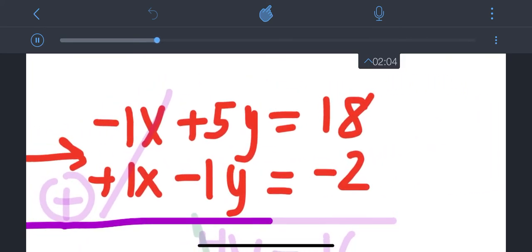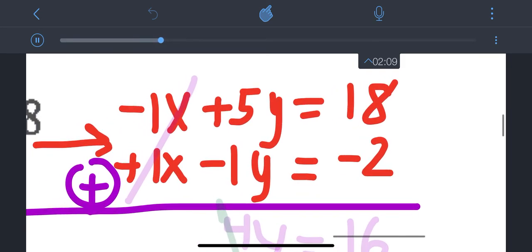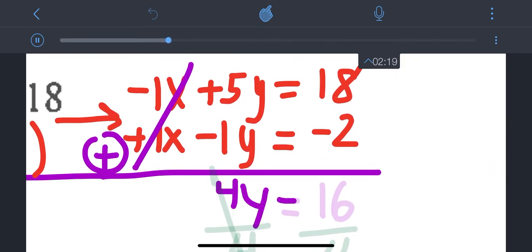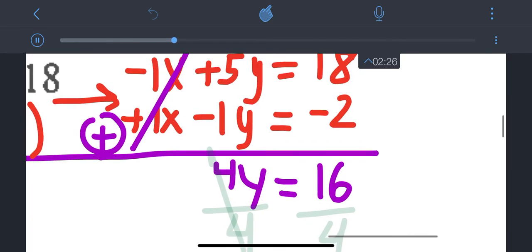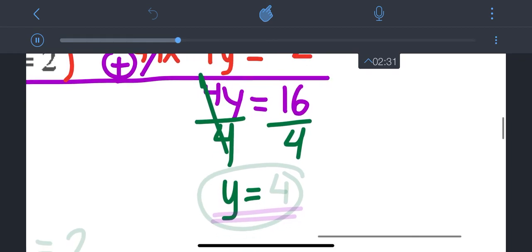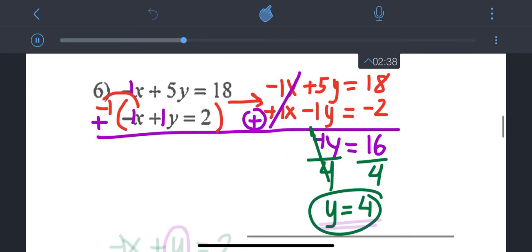Okay, so now we should be able to add, and this time something should cancel. So it does. -1x plus 1x cancels out. 5y plus -1y is 4y. And 18 plus -2 is 16. Okay, so now we can divide by 4 on both sides, and you get y equals, well, 16 divided by 4 is 4. And now you just plug that answer back in for y, and you can find your x.